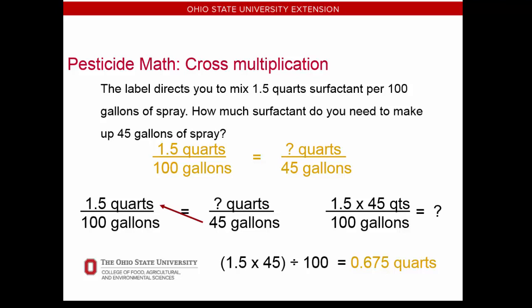That's it. Make certain that your answer looks appropriate. 45 gallons is nearly half of 100 gallons, so the number of quarts should be about half of 1.5, and 0.675 quarts is just under half of 1.5 quarts. Always make sure the answer makes sense.